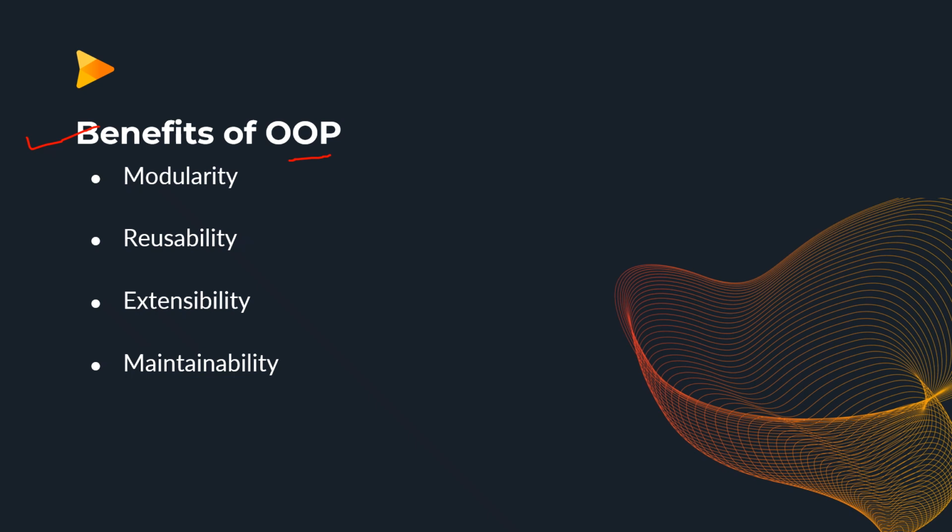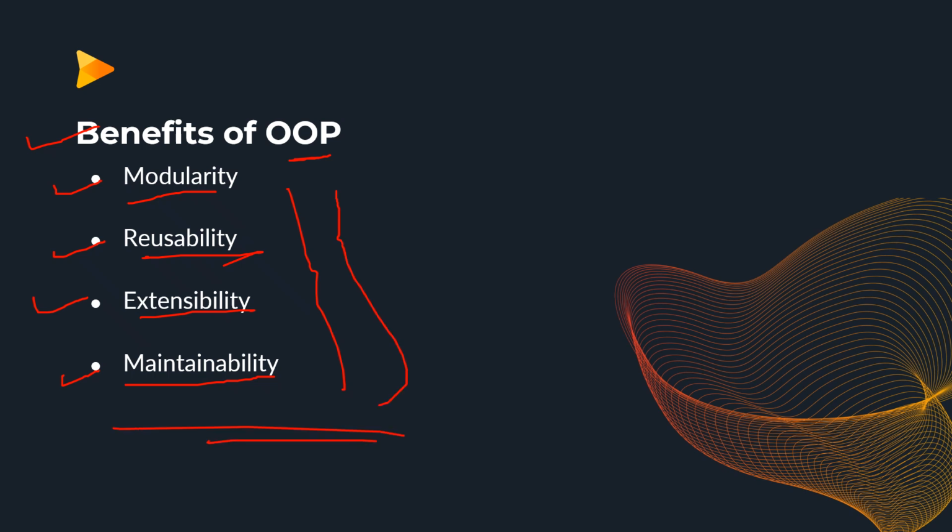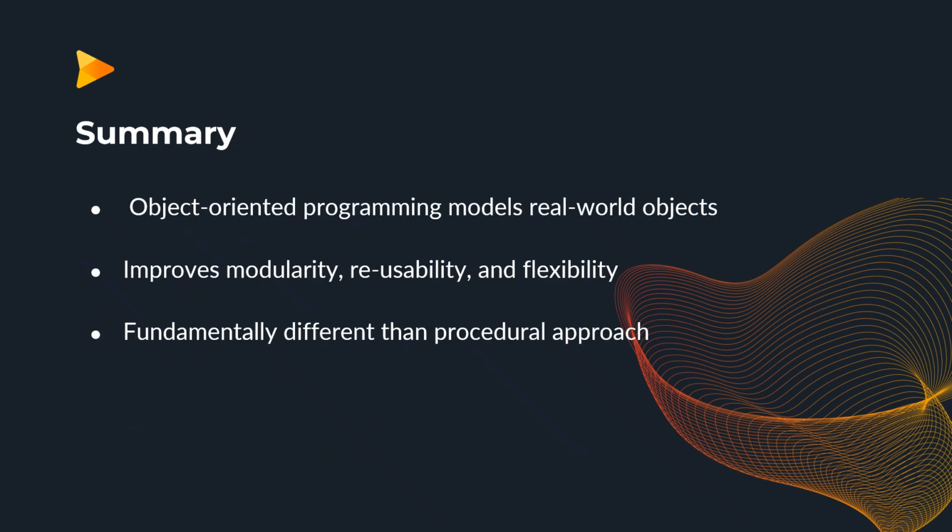Now, what are the benefits of OOPS? Why do we use OOPS? As we have discussed, it provides modularity, reusability, and extensibility, so we can scale our program. Then it provides maintainability. These are the benefits of OOPS. OOPS is very important in our programming because it provides security to all our data. Now we are going to end our session. This is the introductory session, and now we are going to see the summary of this session.